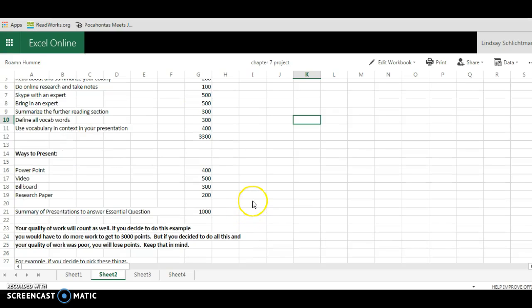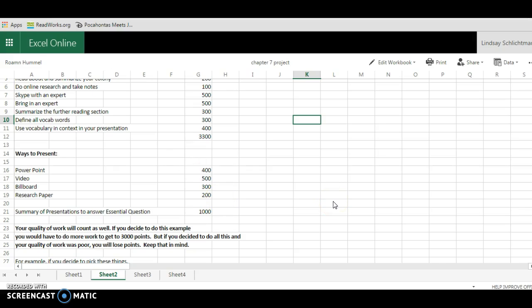But your presentation is also worth points, and these are some different ways you can present. You could do a PowerPoint, which is worth 400 points. You could create a video, that is worth 500 points. A billboard advertising your colony, that would be worth 300 points. And a research paper worth 200 points.